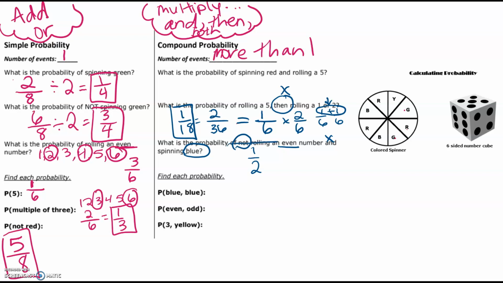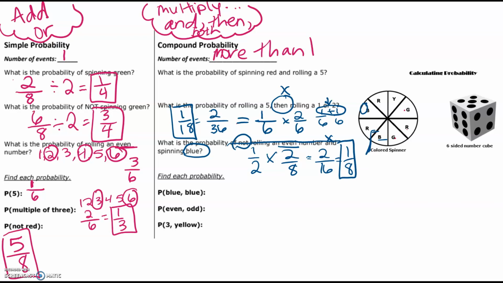So we covered that part. And so times, all right, we covered that part. Spinning blue. Well, let's count and see how many blues are there. We have 1, 2. All right, we just have the 2 right there. And 2 out of 8. So we have times 2 out of 8. And now we multiply straight across. So 1 times 2 is 2. 2 times 8 is 16. And that can simplify into 1 over 8.